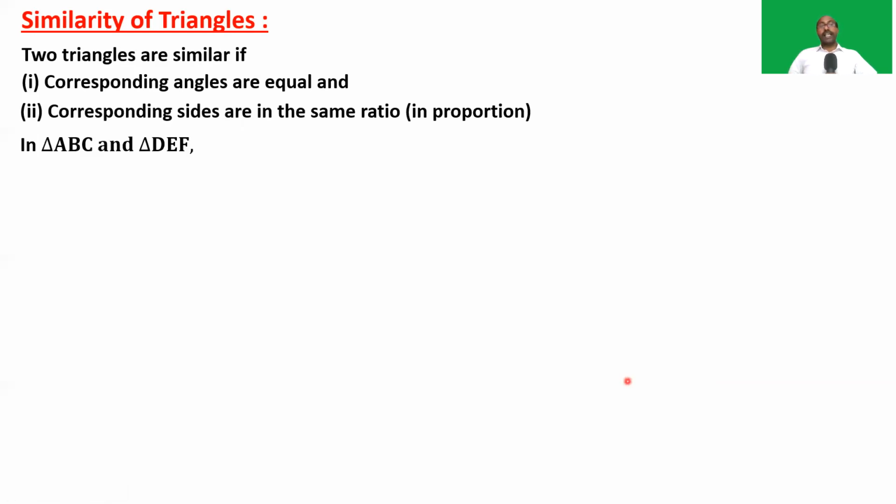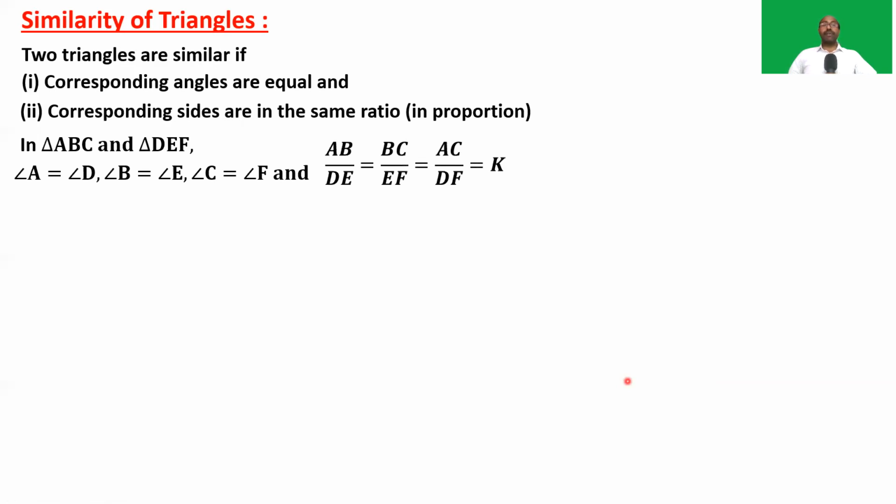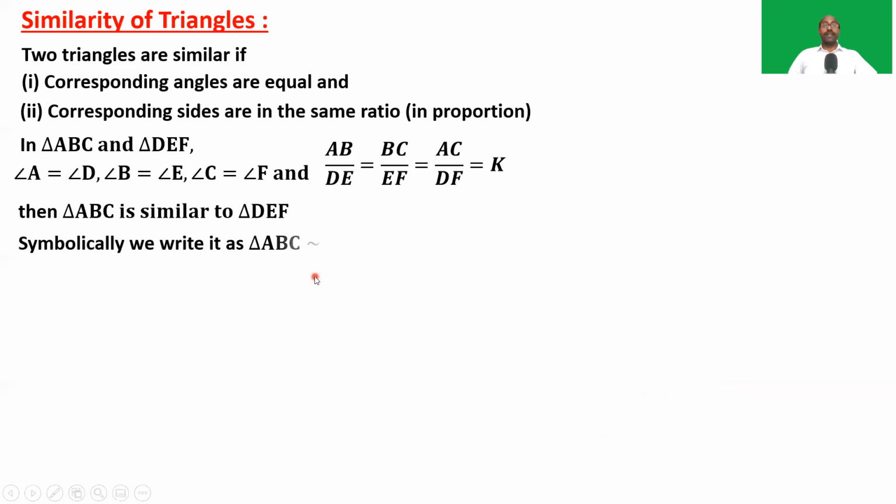So in triangle ABC and triangle DEF, angle A is equal to angle D, angle B is equal to angle E, angle C is equal to angle F, and AB by DE is equal to BC by EF, and AC by DF is equal to some K, then only triangle ABC is similar to triangle DEF. That is, in two triangles, if corresponding angles are equal and the ratio of corresponding sides is the same, then the two triangles are similar. So symbolically, we write triangle ABC similar to triangle DEF.